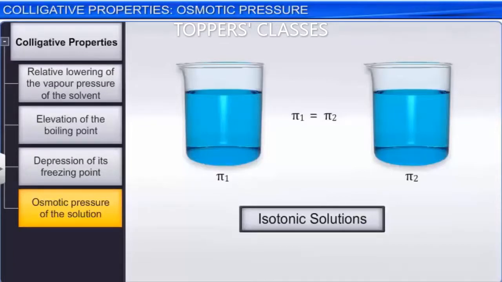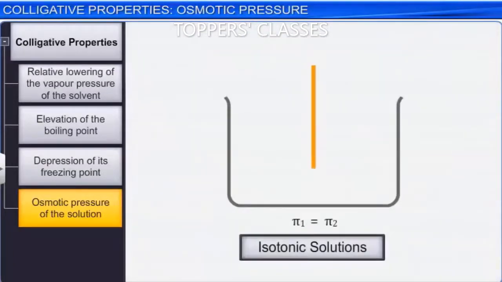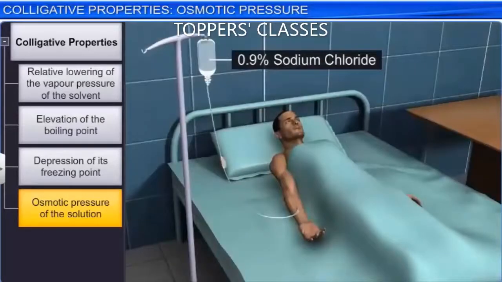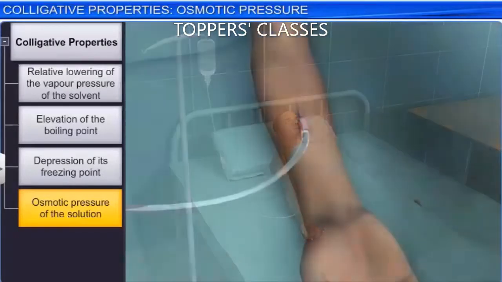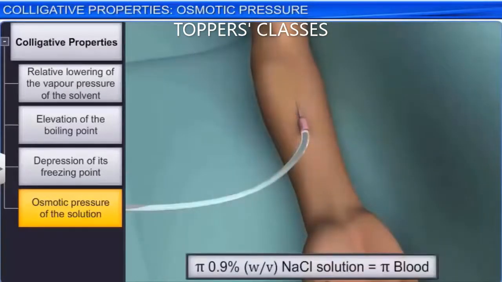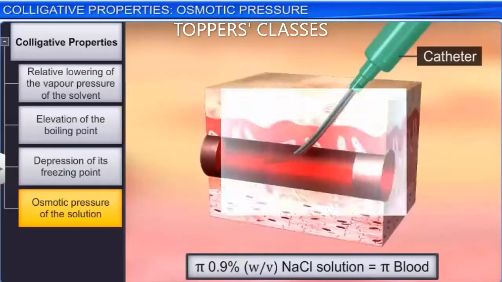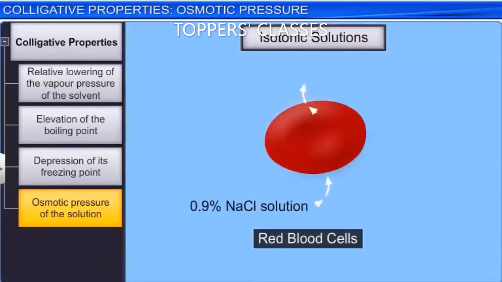When such solutions are separated by a semi-permeable membrane, no osmosis occurs between them. It is because of this reason that in an intravenous injection, 0.9% mass by volume sodium chloride solution, called normal saline solution, is used, since it is isotonic with the fluid inside the red blood cells.